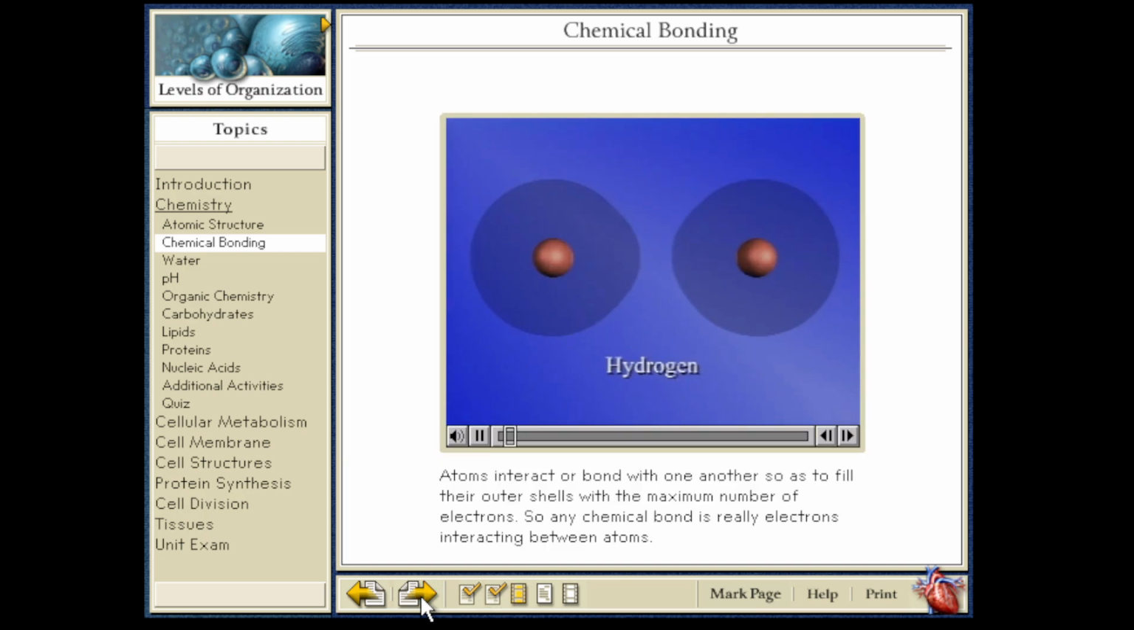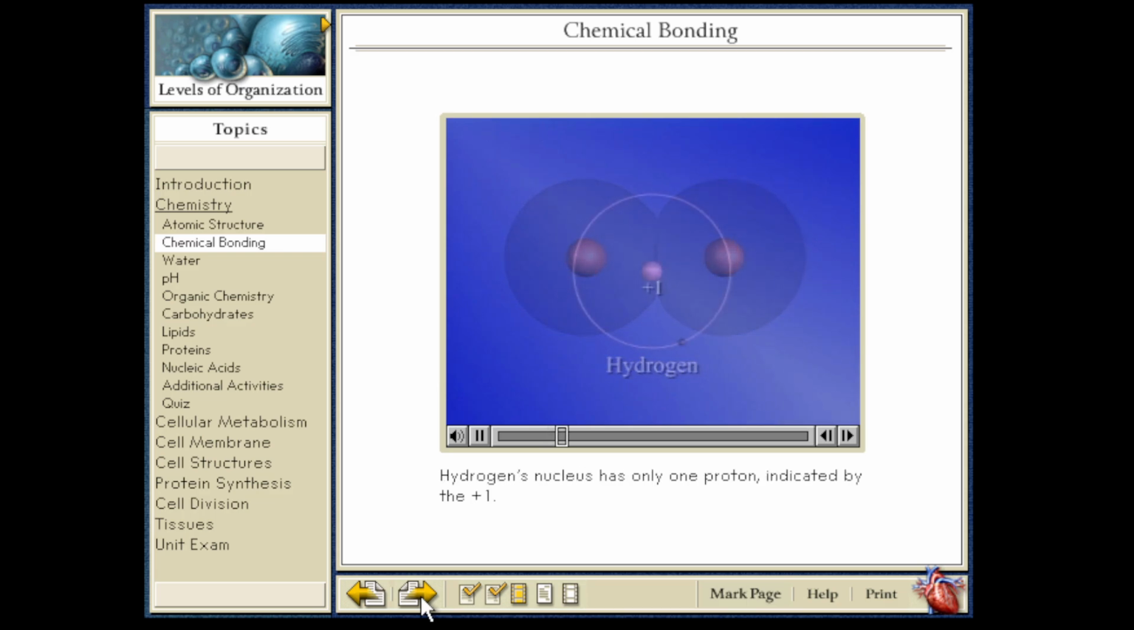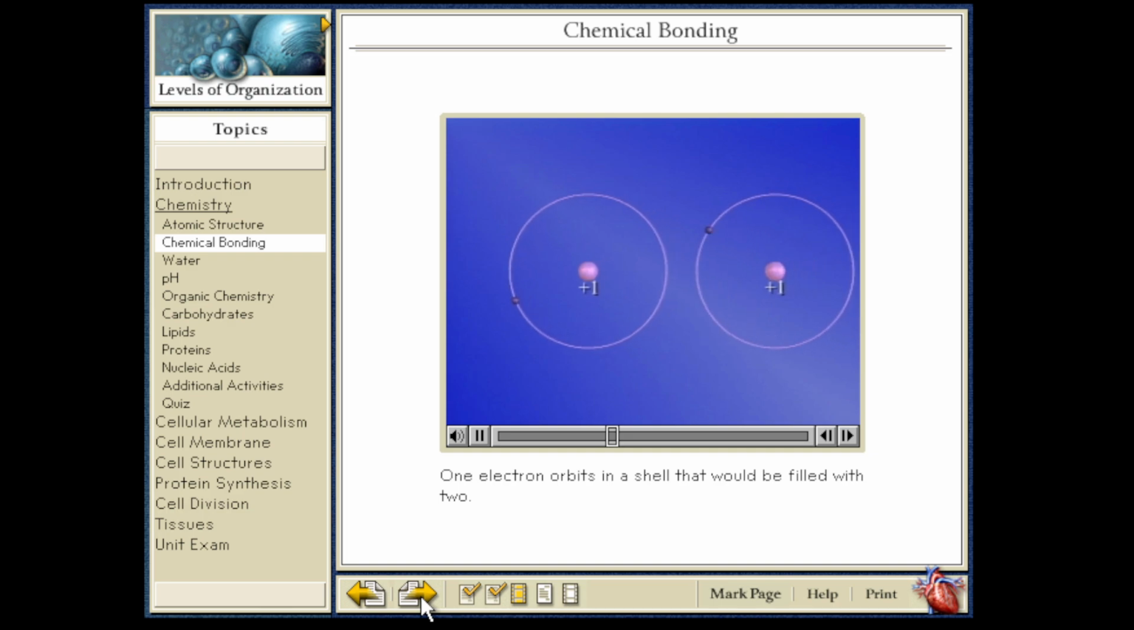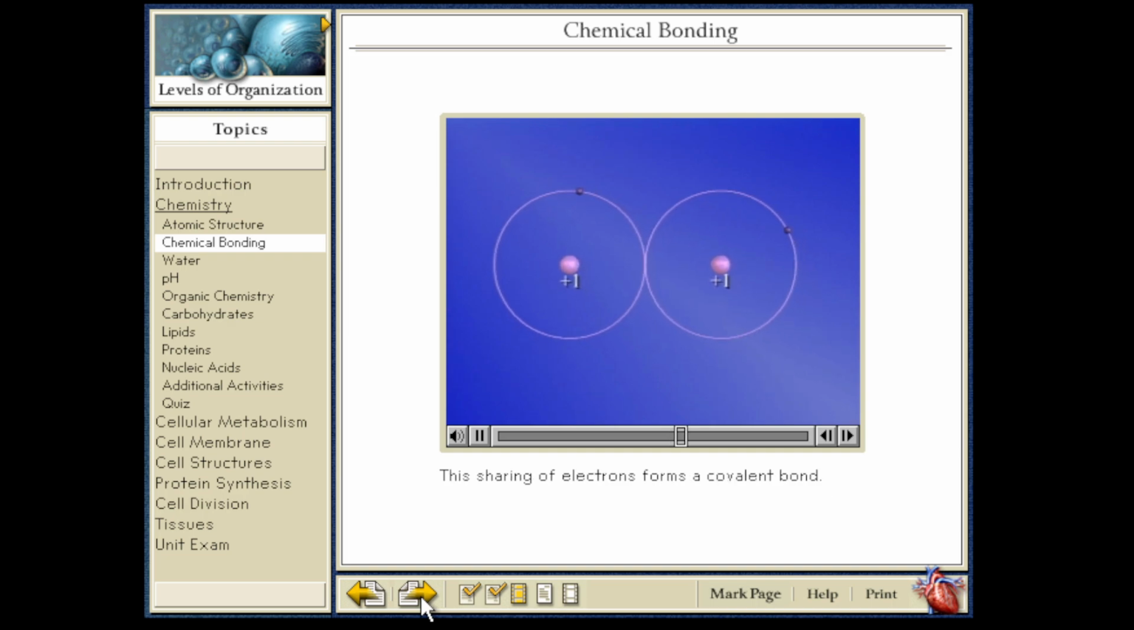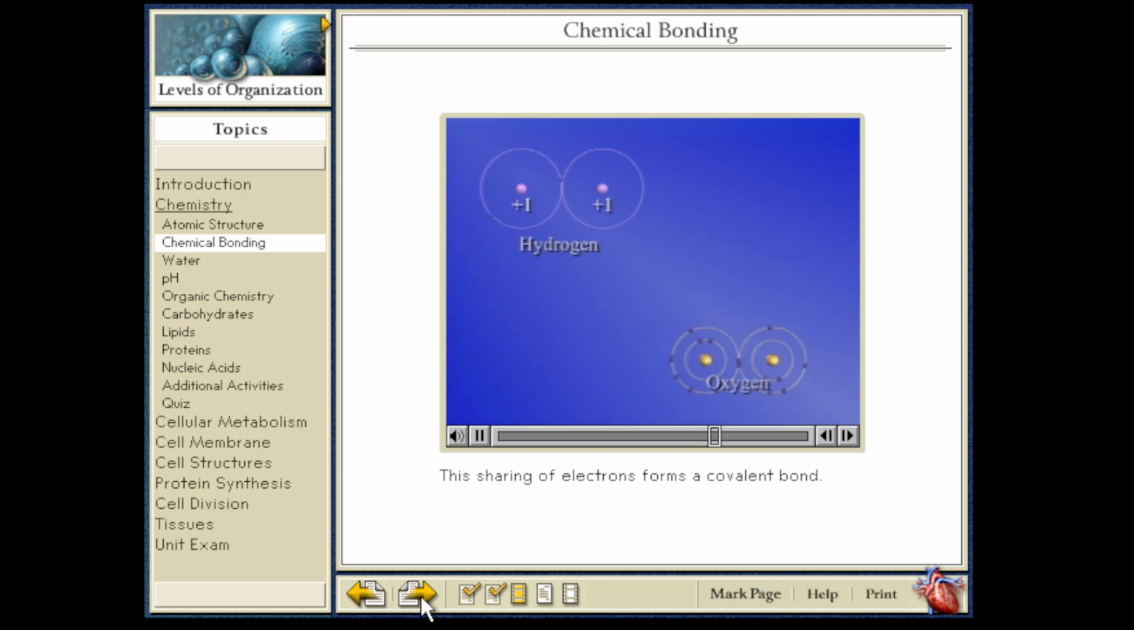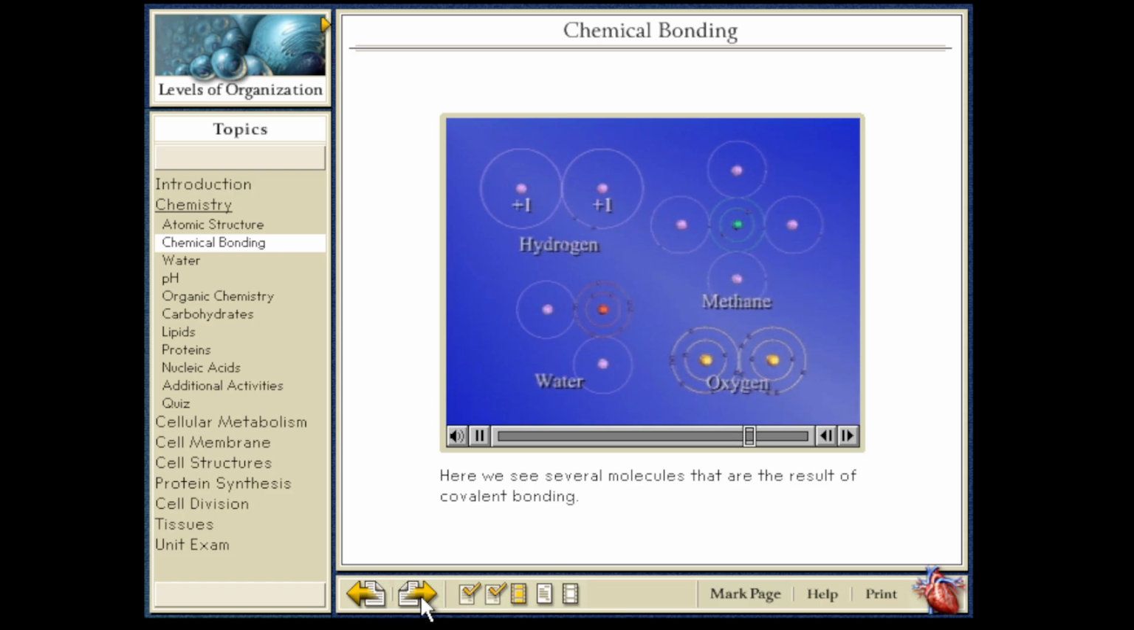Atoms interact or bond with one another so as to fill their outer shells with the maximum number of electrons. Hydrogen's nucleus has only 1 proton, indicated by the +1. 1 electron orbits in a shell that would be filled with 2. 2 hydrogen atoms in close proximity can share their electrons, so that each has 2 some of the time. This sharing of electrons is a covalent bond. Here we see several molecules that are the result of covalent bonding.